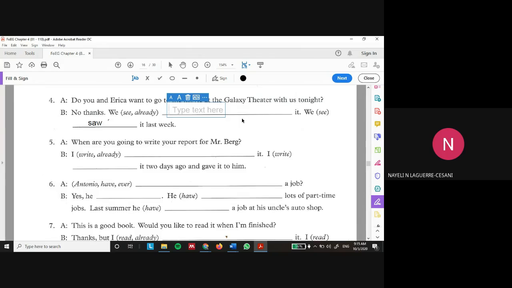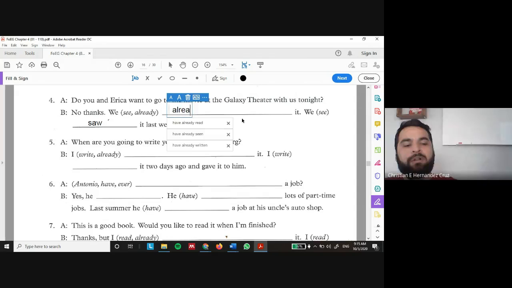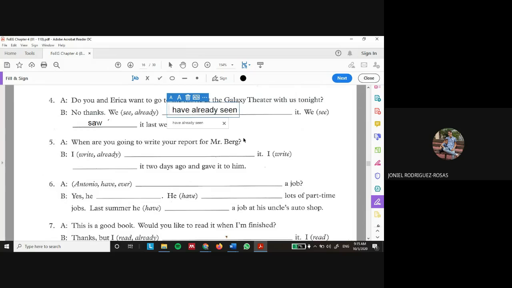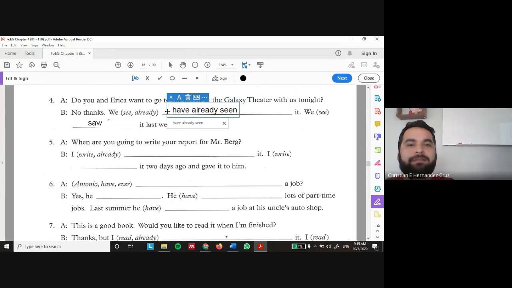Pues sería we already see it. O sea, así se quedaría uno. Already seen, pero le faltaría algo. Have. We have. There you go. Have already seen. Fantástico, muy bien.